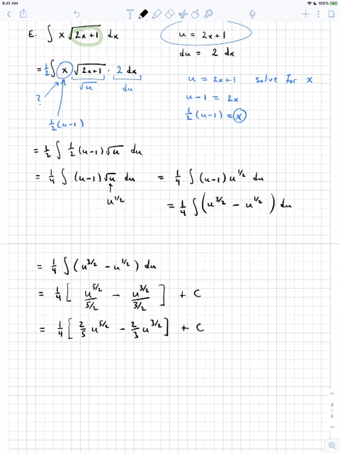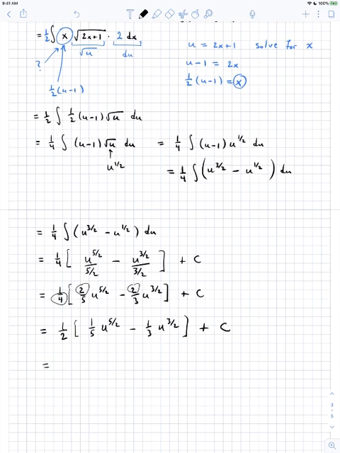This is kind of convenient because you've got a 2 there and a 2 there and a 4 there, so you can simplify it to 1/2 times 1/5 u to the 5/2 minus 1/3 u to the 3/2. And that's about as simple as you can make it, although you could also distribute that 2 in, so you'll have 1 over 10 u to the 5/2 minus 1 over 6 u to the 3/2 plus c.